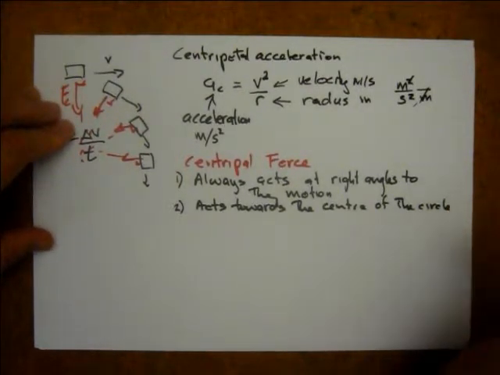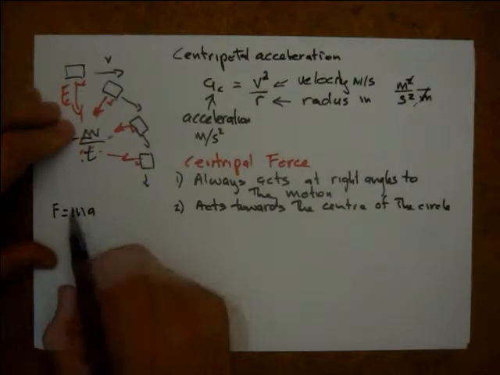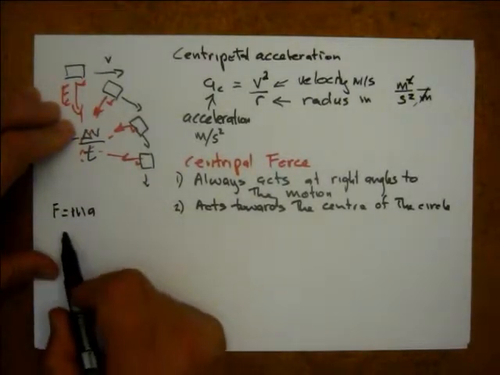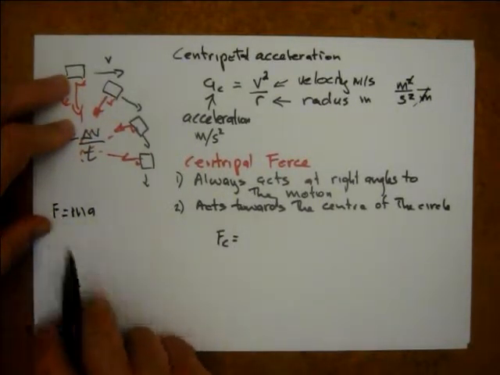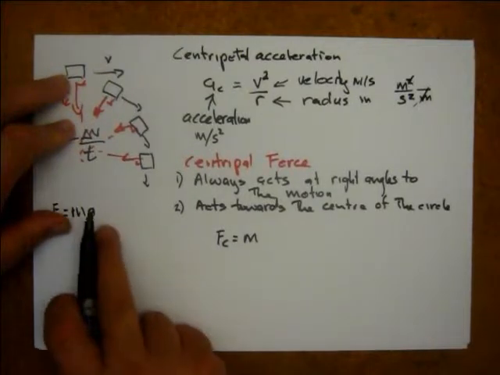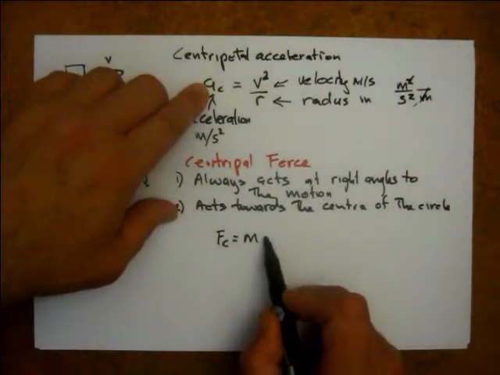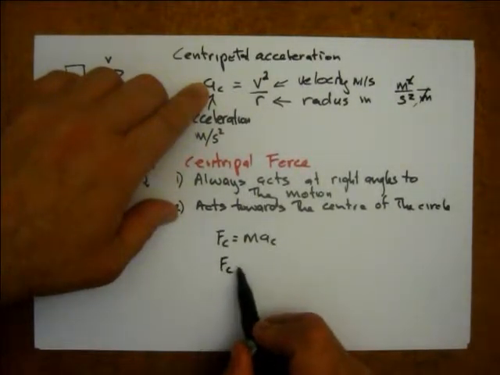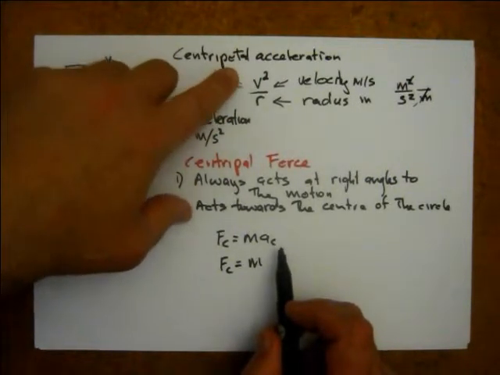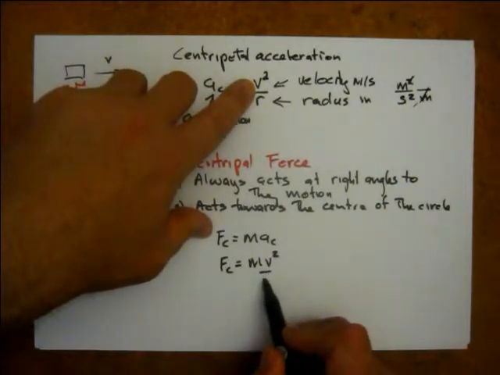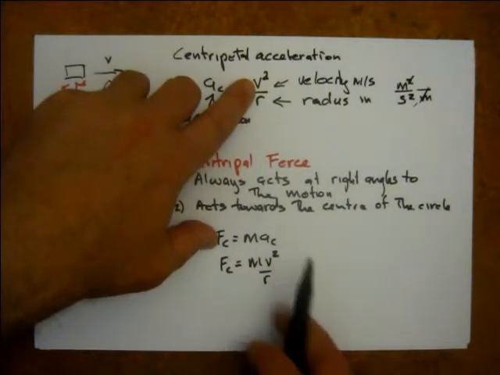Now from Newton's second law, force is equal to mass times acceleration, so we can work out the size of the centripetal force. Force centripetal is going to equal the mass times the centripetal acceleration. We said the centripetal acceleration is v squared over r. So the centripetal force is going to be the mass times the velocity squared over the radius.